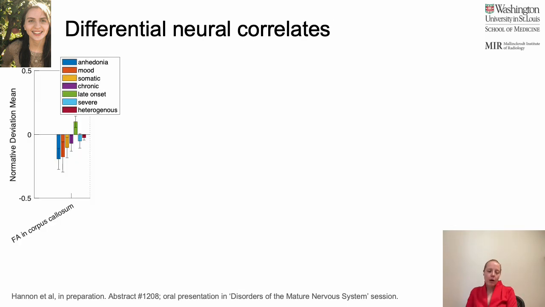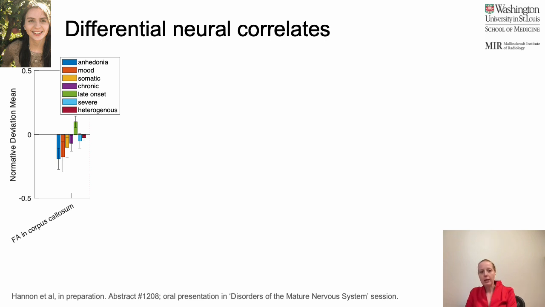Using normative modeling, we calculated the normative deviations for all individuals in all of these different groups for 88 different multimodal imaging-derived phenotypes. And the first thing we did was essentially perform an ANOVA to test for group differences in the normative deviations across these different groups. I'm showing you example results here, and I'll show you a few more in a minute. We had multiple hypotheses going into this.